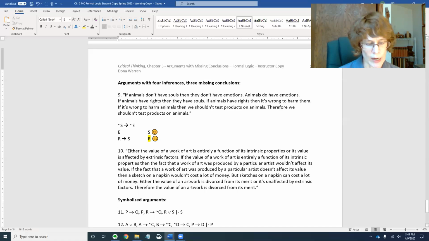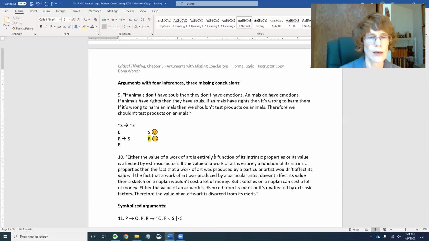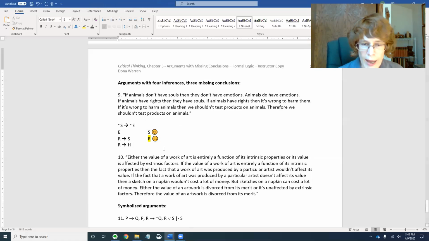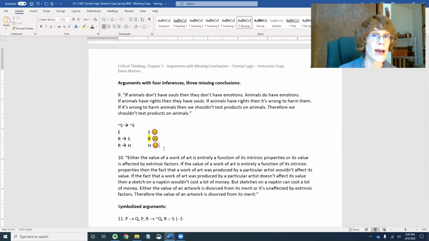If animals have rights, then they have souls. If animals have rights, then it's wrong to harm them. Can I conclude something at this point? Well, if I've already concluded R, I could, right? If I think I've concluded R, and then someone says, if R then H, I would be absolutely within my rights to conclude H, and that move would be valid, correct?